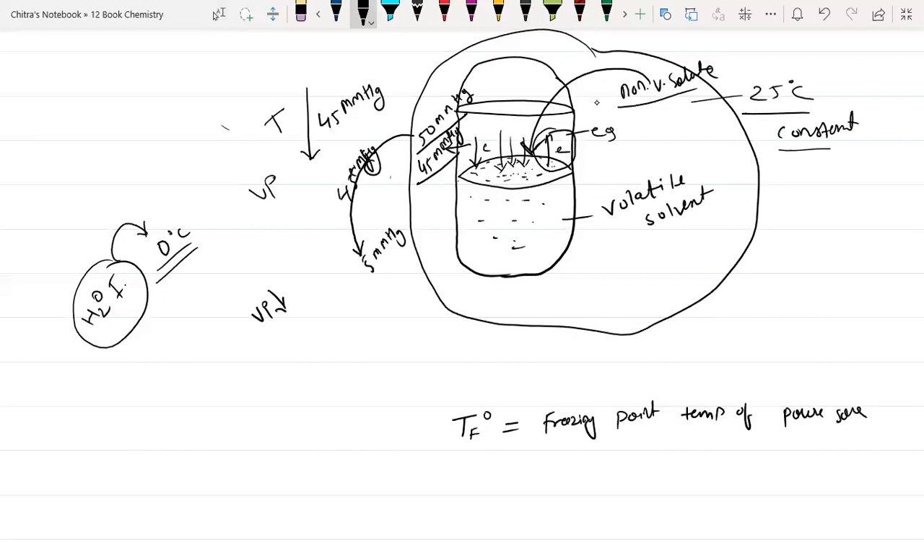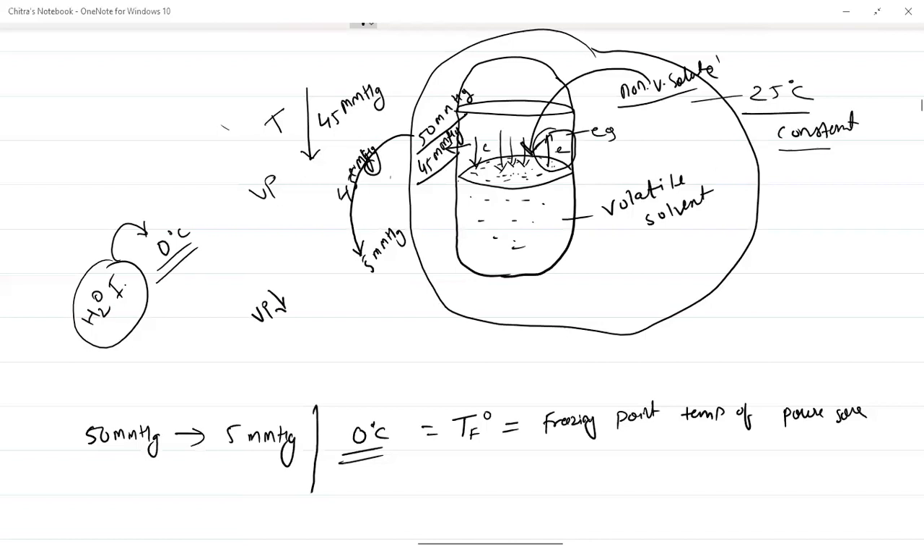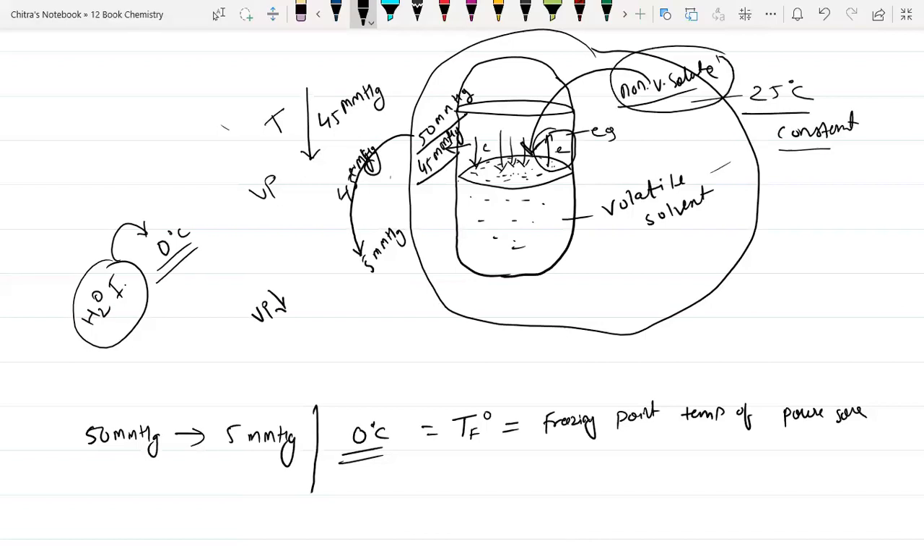How much have we taken? For water, just take it as a fact, it is 0 degrees Celsius. And in order to freeze that, we have to decrease the pressure from 50 mmHg to 5 mmHg, as we discussed. But now we have added a non-volatile solute here. Now let's discuss the vapor pressure.